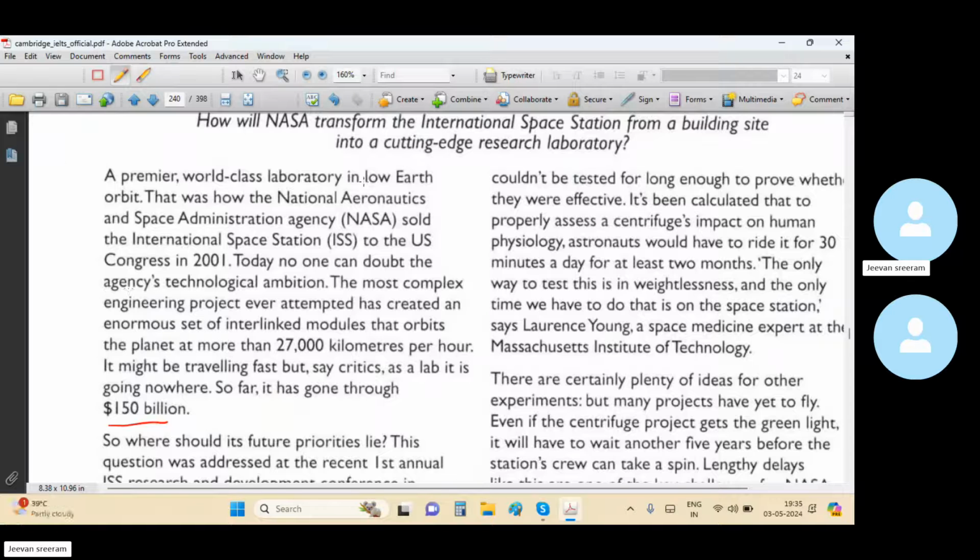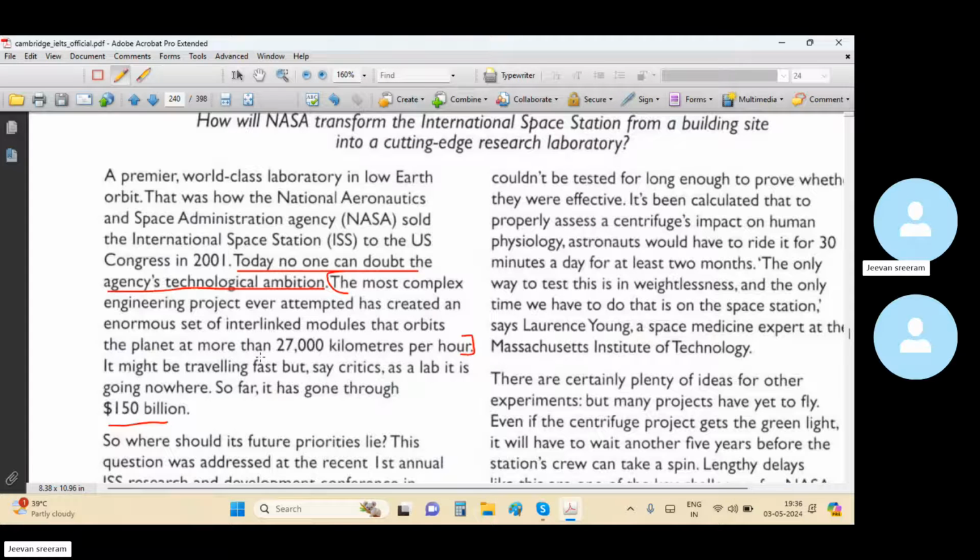So the premier world-class laboratory in low Earth orbit, that is how the National Aeronautics and Space Administration sold the International Space Station to the US Congress. Today no one can doubt the agency's technological ambition. Basically, this ISS is an ambitious project, expecting more and more successes, more achievements. The most complex engineering project ever attempted has created an enormous set of interlinked modules. So this sentence is also indicating it's a great project.